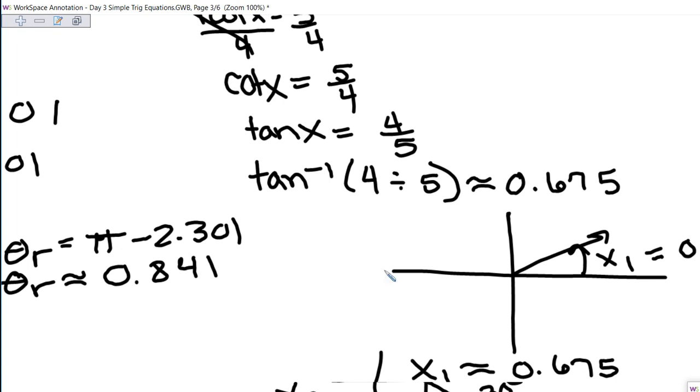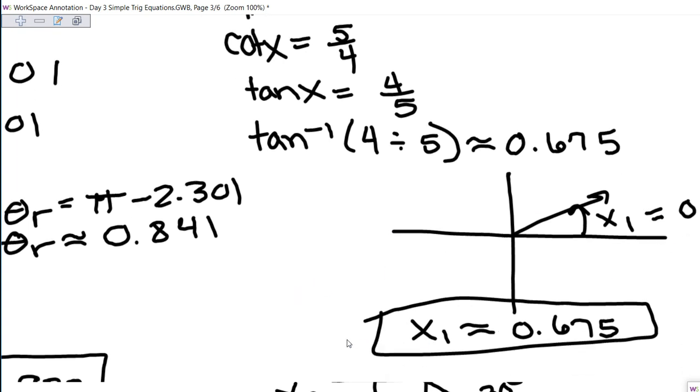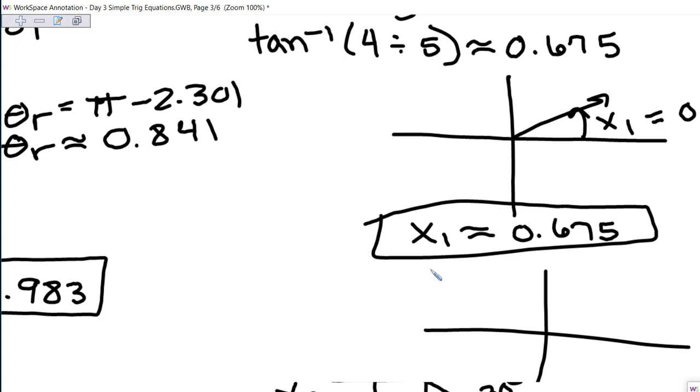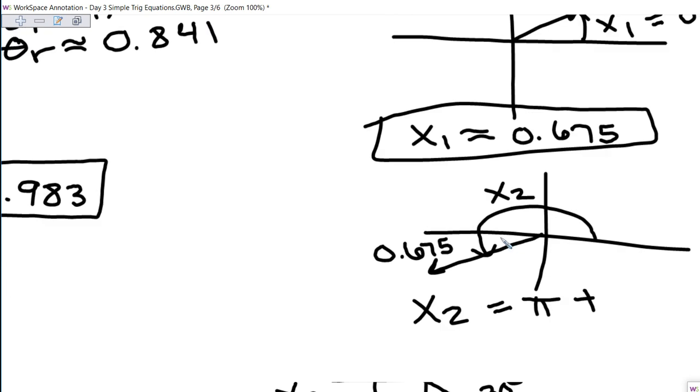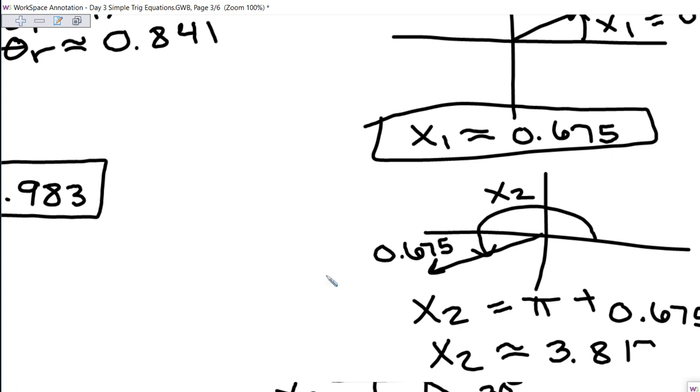Now to find x2, we said x2 terminates in quadrant 3. What would this reference angle be down here? 0.675. So how would I find the entire measure of angle x2? Pi plus 0.675, which is approximately 3.817.